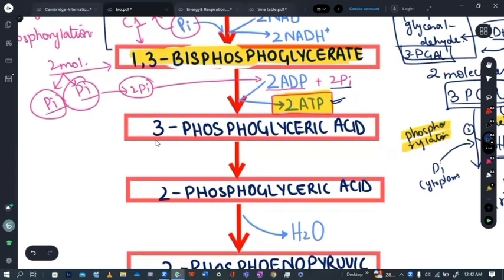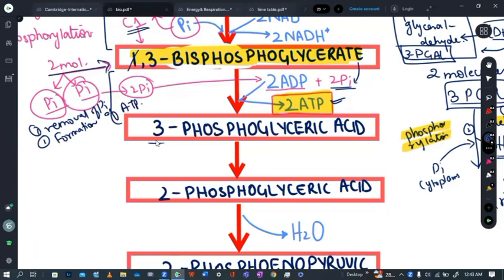After removal of this phosphate from 1,3-bisphosphoglycerate, they get removed from carbon number 1, at which they got attached in the former step. So now these 2 inorganic phosphates get removed from carbon number 1 of each molecule of 1,3-bisphosphoglycerate, leaving behind 3-phosphoglyceric acid. So in this step, the removal of inorganic phosphate is happening, and most importantly, we know that formation of ATP is taking place here. Then we have the compound 3-phosphoglyceric acid.